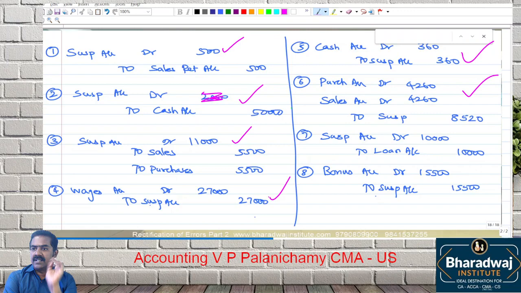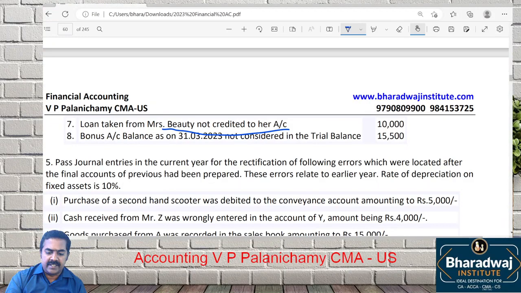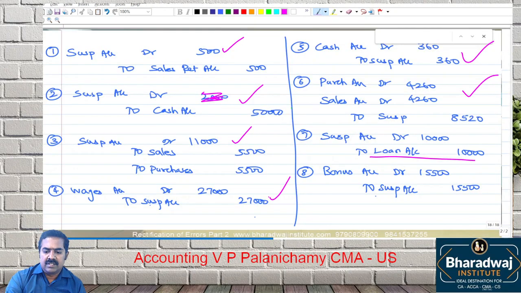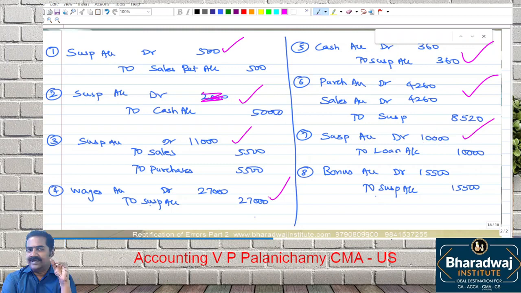Loan from Beauty was not credited to our account. Credit now to loan account. Suspense account will be debited. It's an error affecting only that loan account. So suspense account debtor to which account? Loan account. Don't put cash account debtor to loan. The credit is not given only to our account. So credit that account. Suspense account debtor.